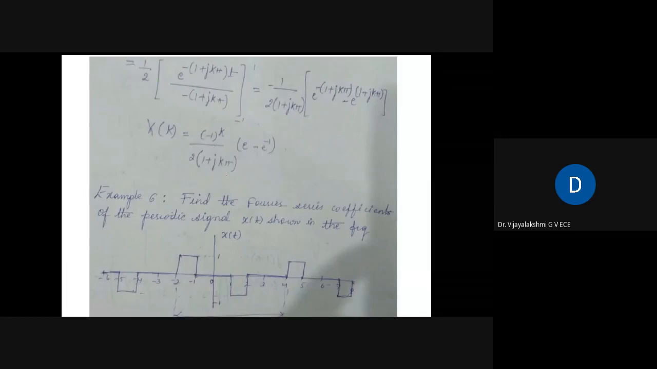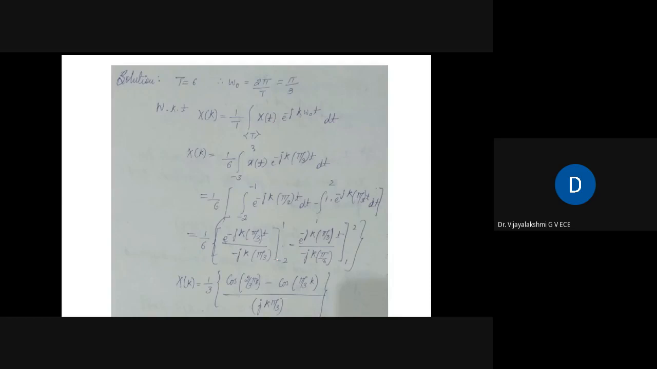Yes. So here we have: find the Fourier series coefficients of the periodic signal x of t shown in the figure. So this is a periodic signal, and for this you have to find the Fourier series coefficients x of k. I'll be using the same expression, that is x of k is equal to 1 over T integral over one period x of t into e raised to minus j k omega naught t dt.